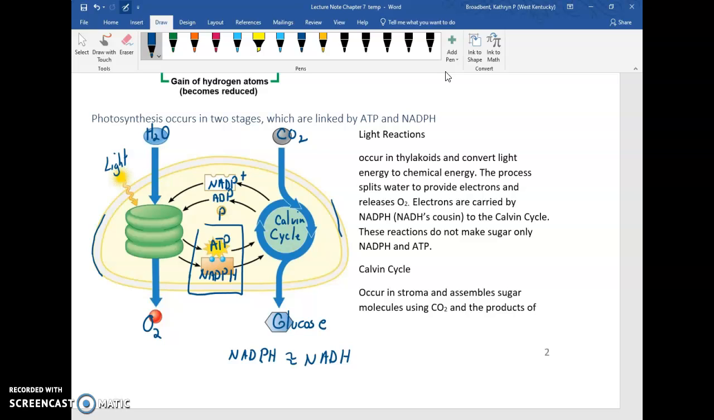So the light reactions occur in the thylakoids and convert light energy to chemical energy. The process splits water to provide electrons and releases oxygen gas. Electrons are carried by NADPH to the Calvin cycle. These reactions, the light reactions, do not make sugar. They only make the high energy molecules of NADPH and ATP. In the Calvin cycle, which occurs in the stroma, the sugar molecules are assembled using ATP and the products of the light reaction, the high energy molecules.